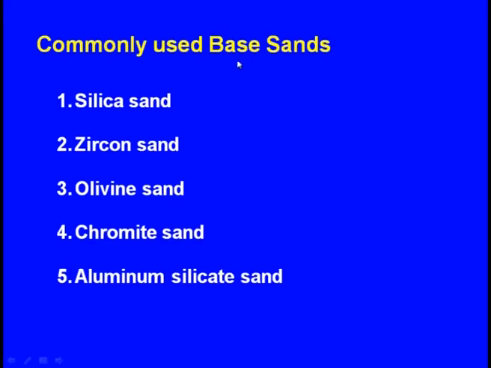Initially let us see the base sand. What is this base sand? These are the commonly used base sands. One is the silica sand, second is the zircon sand, third is olivine sand, fourth is chromite sand, fifth is aluminium silicate sands. These are the commonly used base sands. Now let us study these sands in detail.